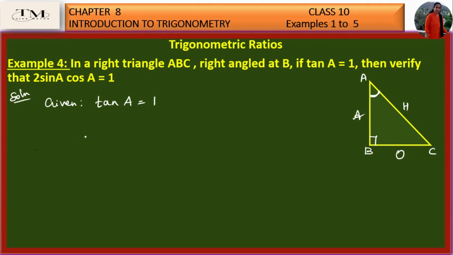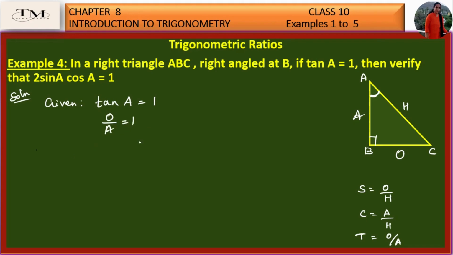So what is the ratio for tan A? We know that some old hippie caught another hippie tripping on acid. So S for some, O for old, H for hippie. Caught, C, another A, hippie, H. Tripping, so it makes tan, so O divided by acid A. So O by A. So tan theta is equal to opposite by adjacent. So tan A is equal to opposite by adjacent.